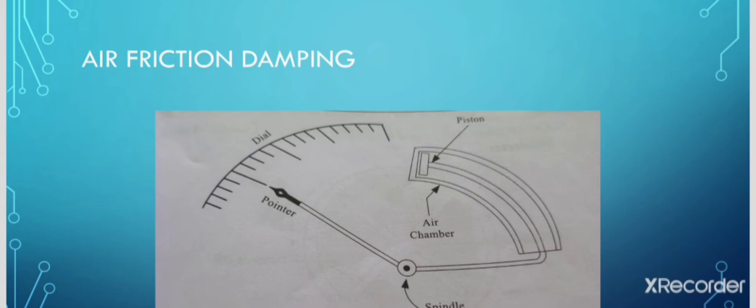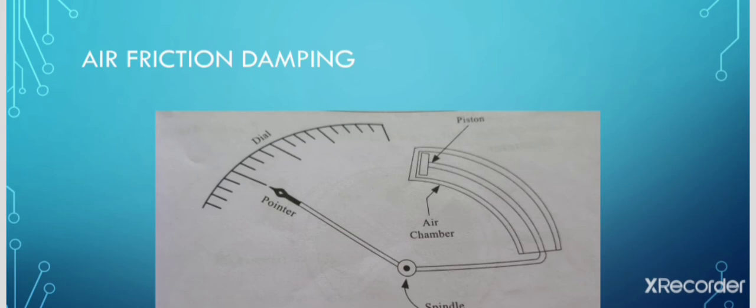Coming to its construction, it consists of a spindle. To the spindle we connect a pointer which shows the readings on the dial, and to the other end we connect an air chamber containing a piston. This piston is made of light aluminium and is attached to the moving system. The piston moves in a fixed air chamber which is closed at one end, and the clearance between the piston and chamber walls is uniform.